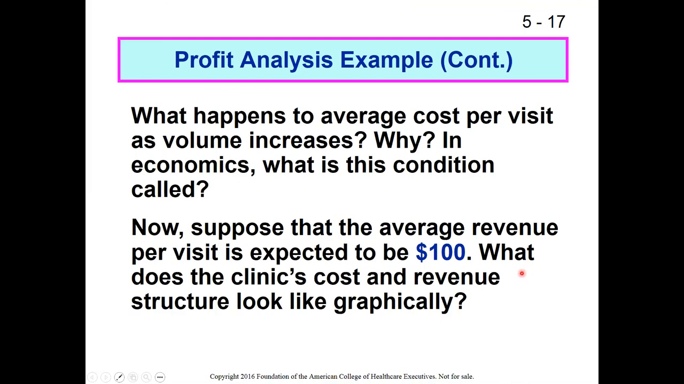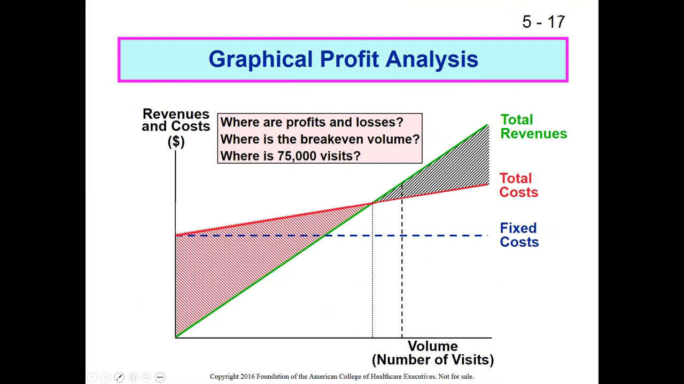So at an average revenue of $100, what would the cost and revenue structure look like graphically? All right, so let's look at it from a graphic perspective. We already talked about fixed costs, right? Fixed costs are always going to be portrayed as a horizontal line. I usually do it as a dotted line because we don't care that much about fixed costs. What we really care about is total costs.